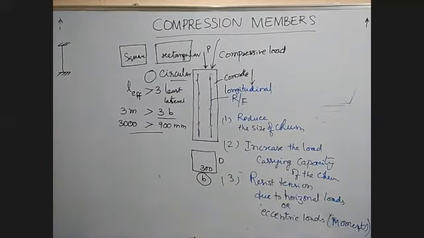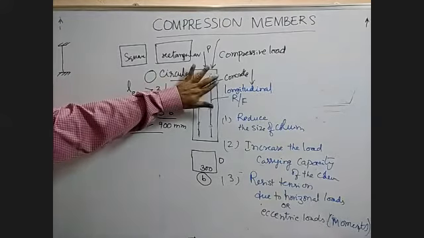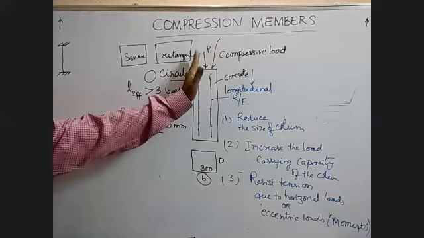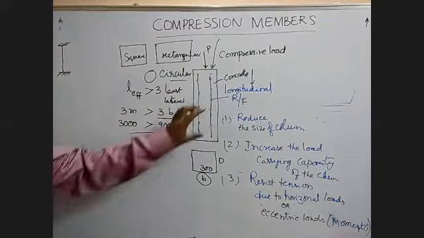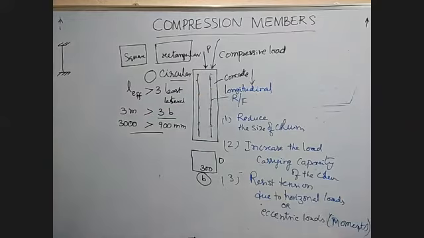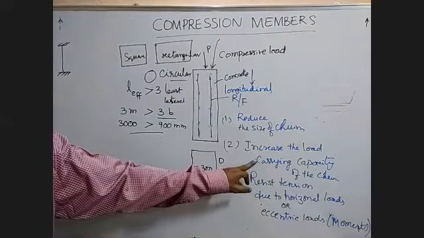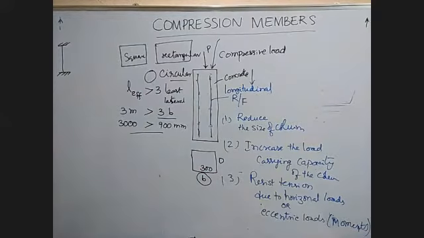Now, this is the vertical member consisting of concrete. The concrete is strong in compression, but we are providing vertical bars here. These vertical bars we call longitudinal reinforcement. The purpose of providing this is to reduce the size of the column, increase the load carrying capacity, and resist the tension due to horizontal loads and eccentric loads.